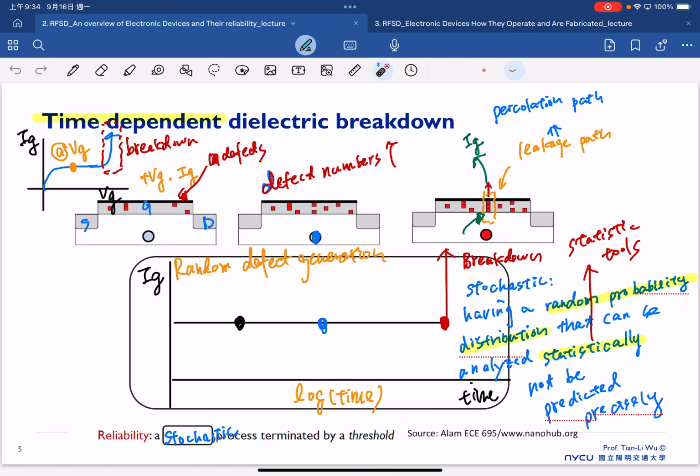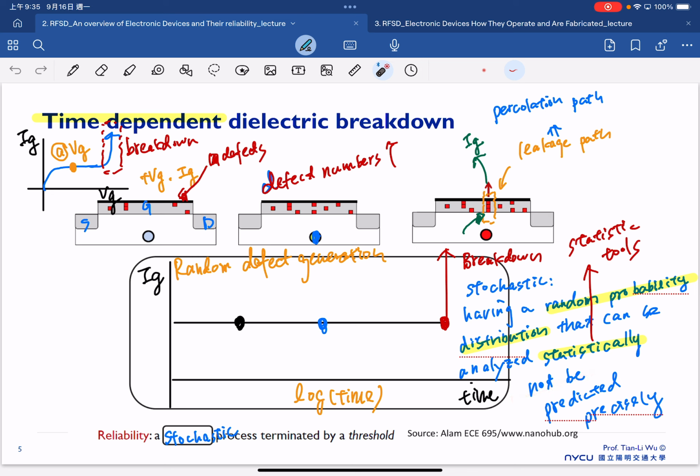Okay, good morning everyone. So last week we have already talked about some basic definitions related to reliability, and we have been using time-dependent dielectric breakdown as one example to illustrate that reliability is a stochastic process that can be terminated by a threshold. So stochastic means that this kind of process has a random probability distribution that can be analyzed statistically and cannot be predicted precisely.